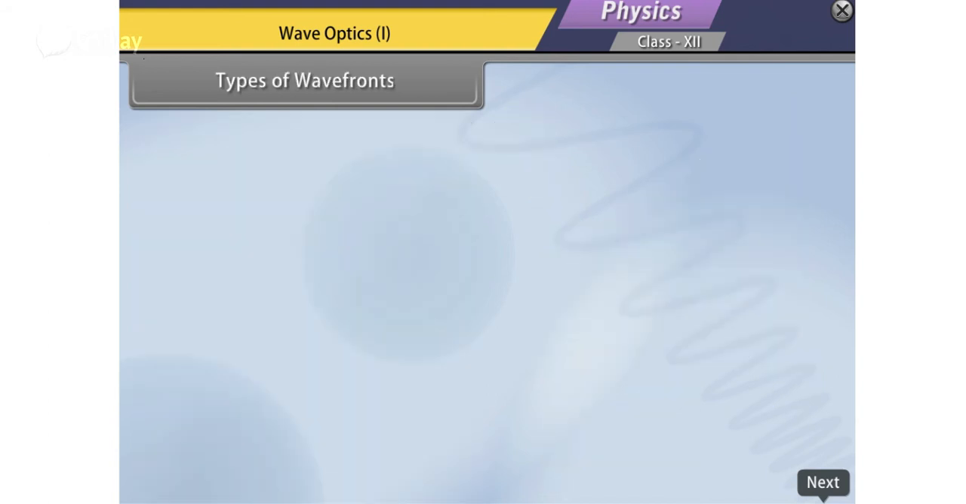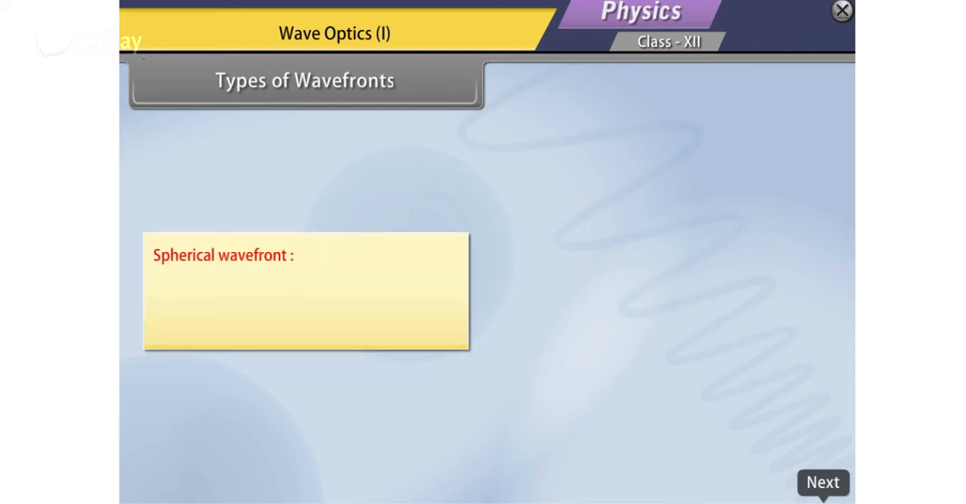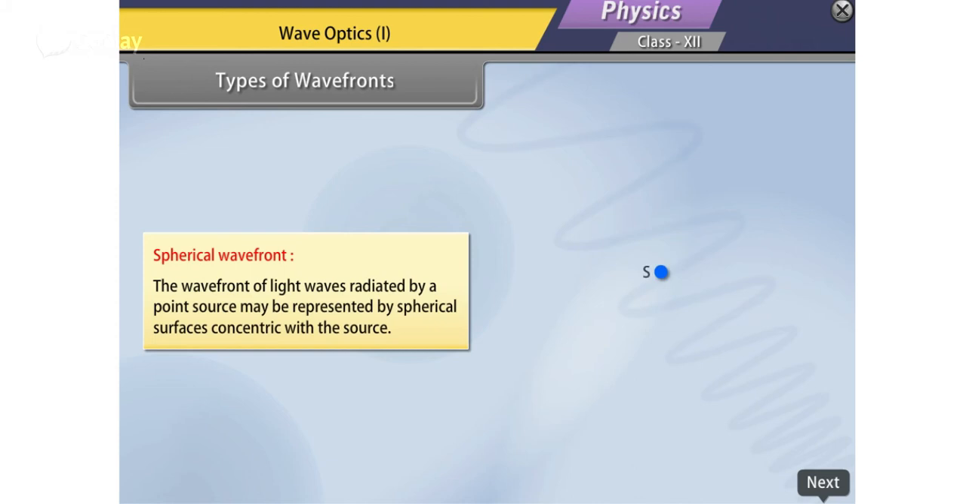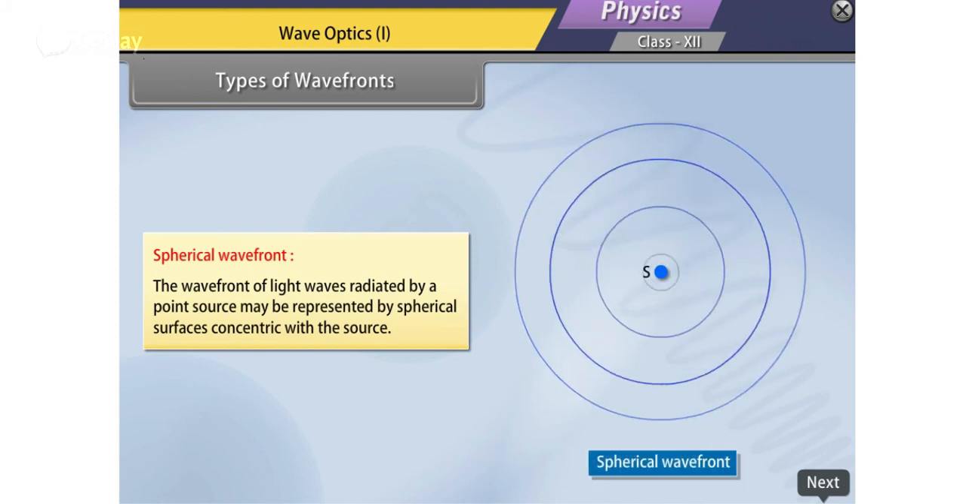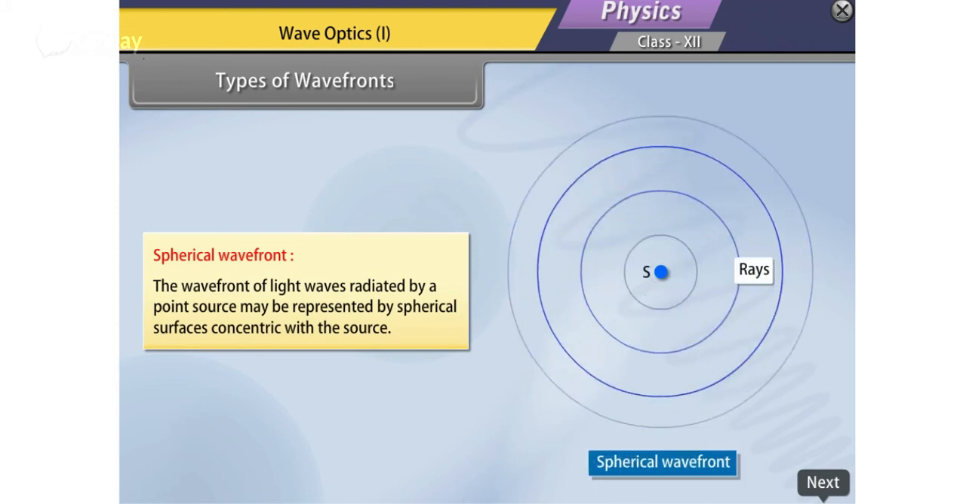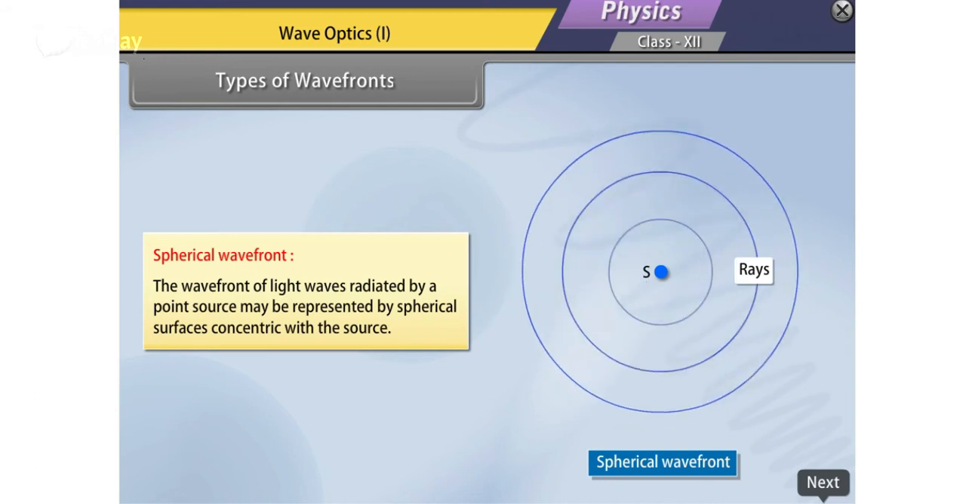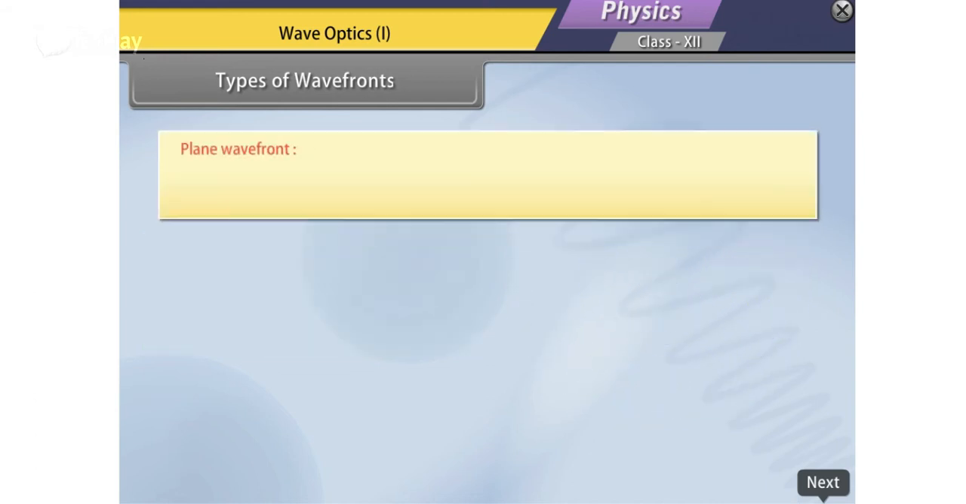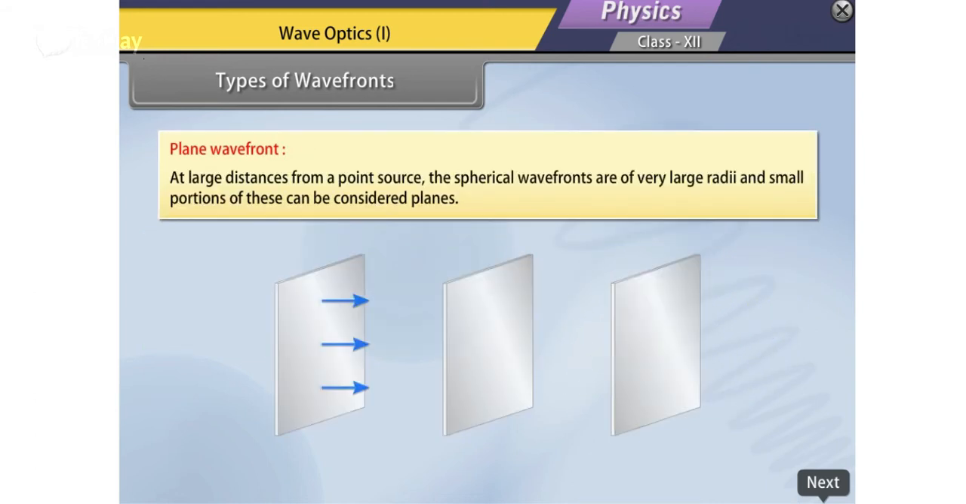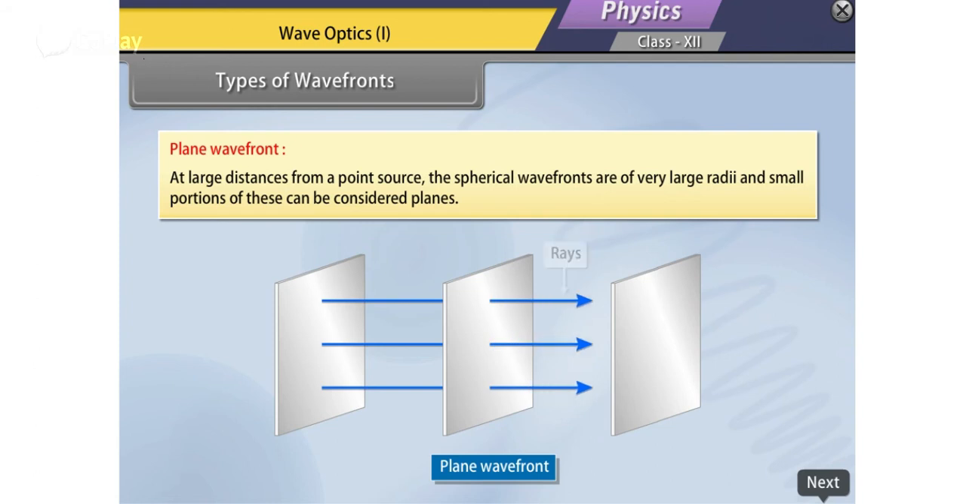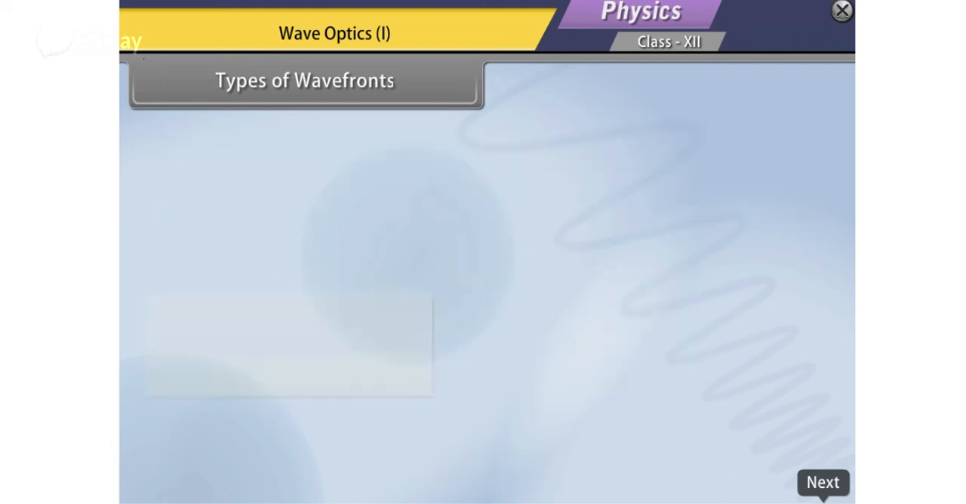Types of wavefronts. There are different types of wavefronts. Spherical wavefront: the wavefront of light waves radiated by a point source may be represented by spherical surfaces concentric with the source. Plane wavefront: at large distances from a point source, the spherical wavefronts are of very large radii and small portions of these can be considered planes.